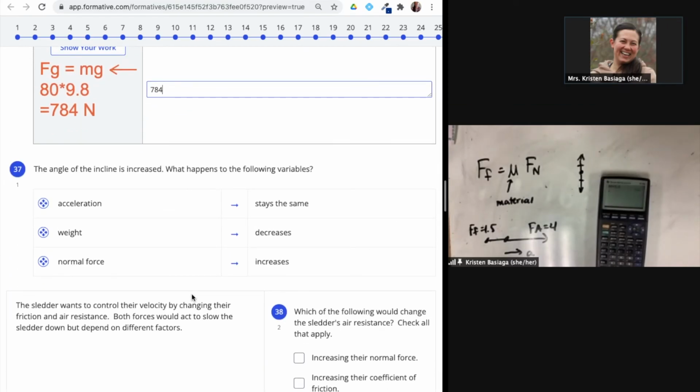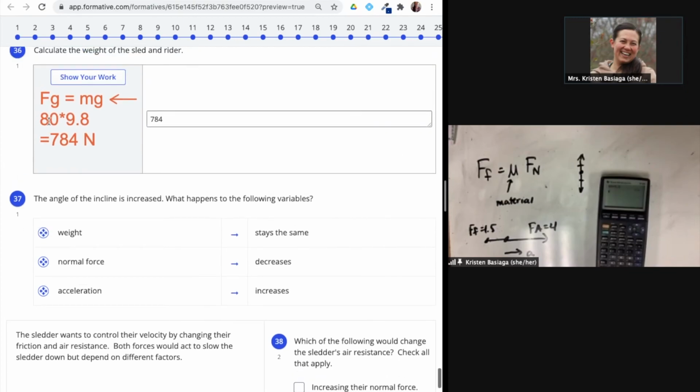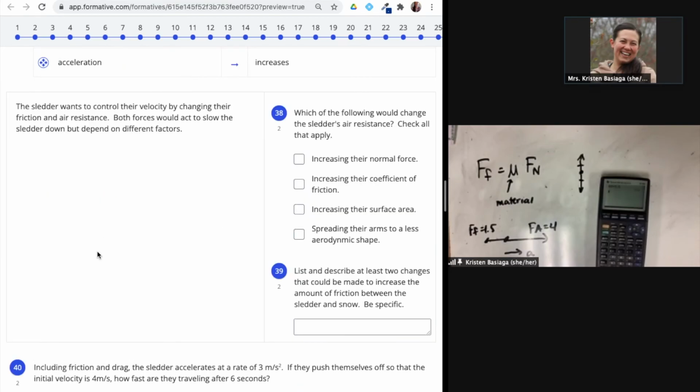Now if I made that angle steeper, I would expect the acceleration to increase. The weight would stay the same though. Is it still an 80 kilogram person? Yup. Are they still near the surface of the earth? Yup. So the weight would stay the same. And that must mean the normal force decreases. On a ramp, your normal force is smaller than your weight, so making it a steeper ramp must make the normal force even smaller.